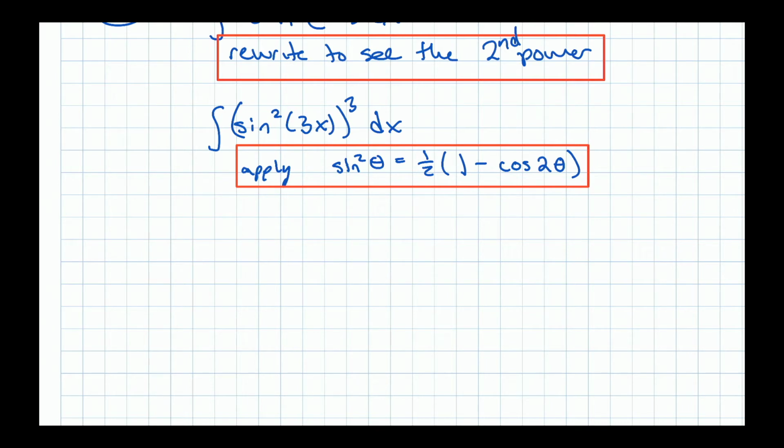So we apply that identity. We're going to get parentheses 1/2 parentheses 1 minus cosine 2 theta, but it's not 2 theta, right? Because we actually had a 3x. So it's actually 2 times 3x. So it's going to be 6x. And then a third power, and then dx. Okay?